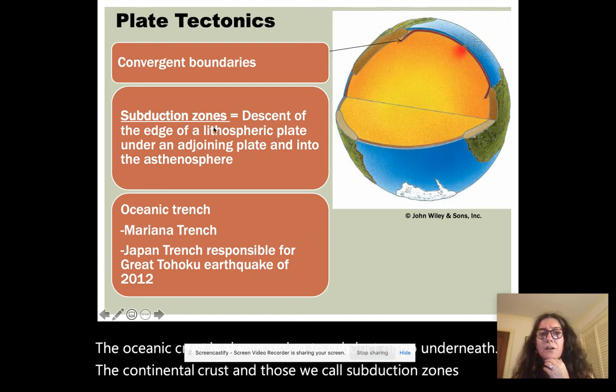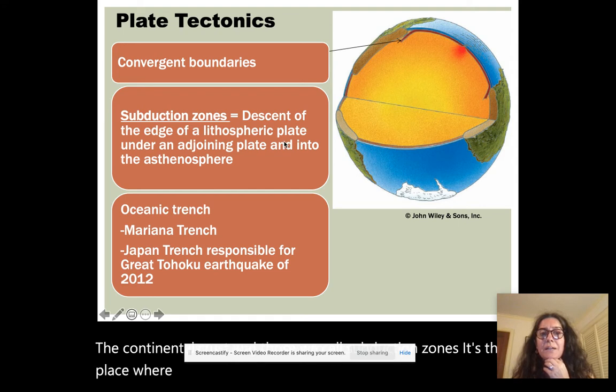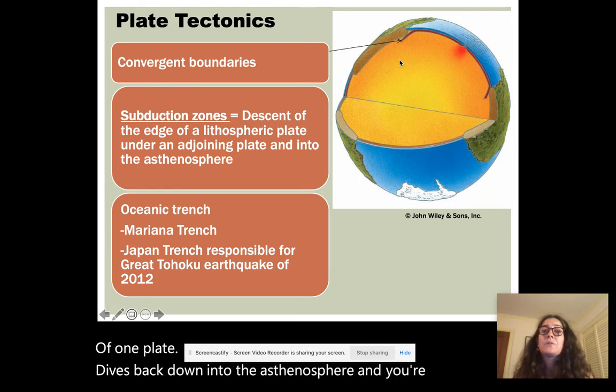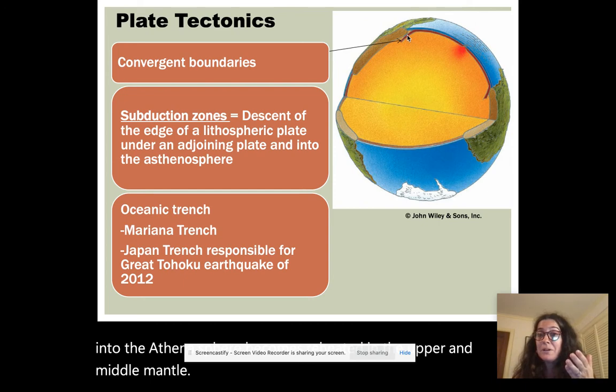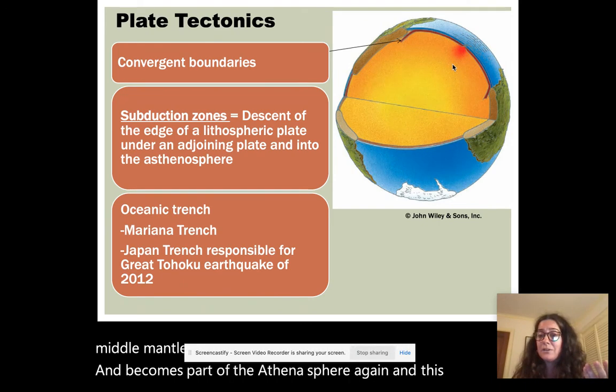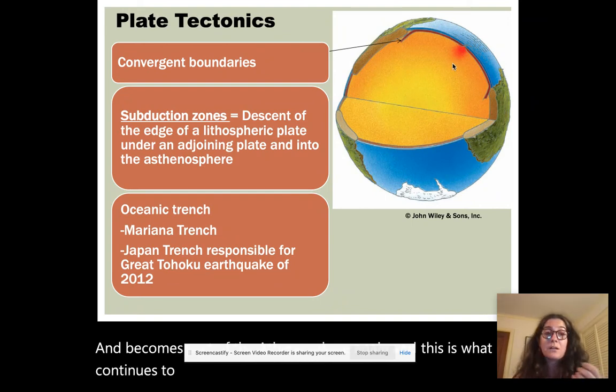It's the place where the lithospheric plate of one plate dives back down into the asthenosphere. It goes into the asthenosphere, becomes reheated in the upper and middle mantle, and becomes part of the asthenosphere again. And this is what continues the cycle that we know as the rock cycle.